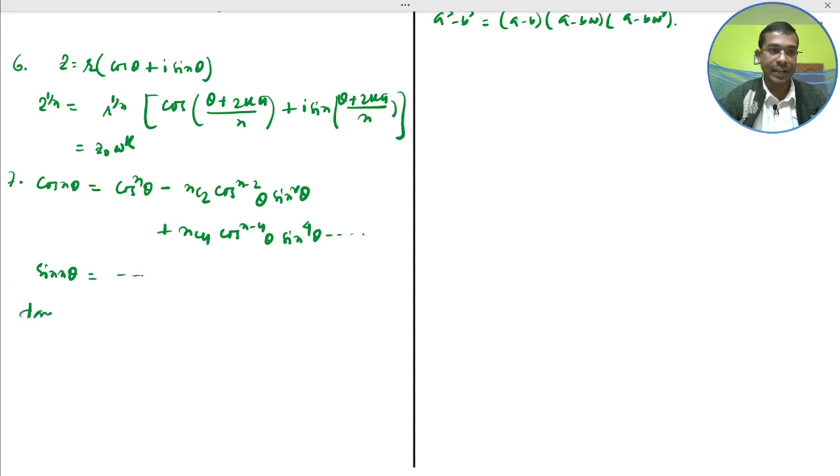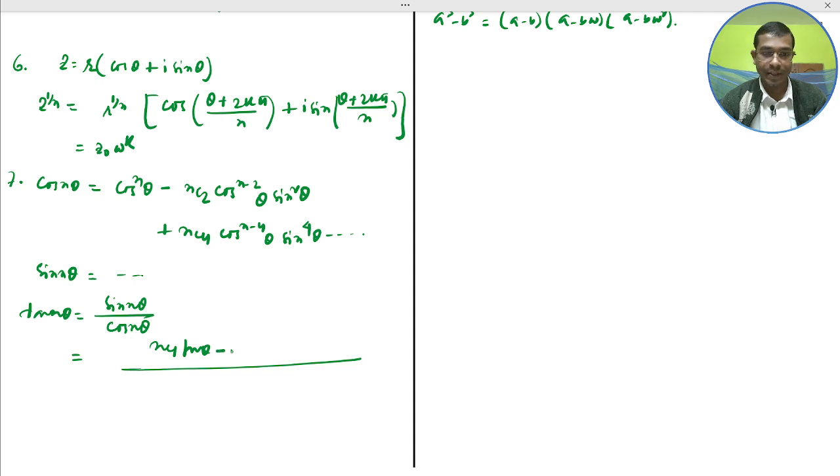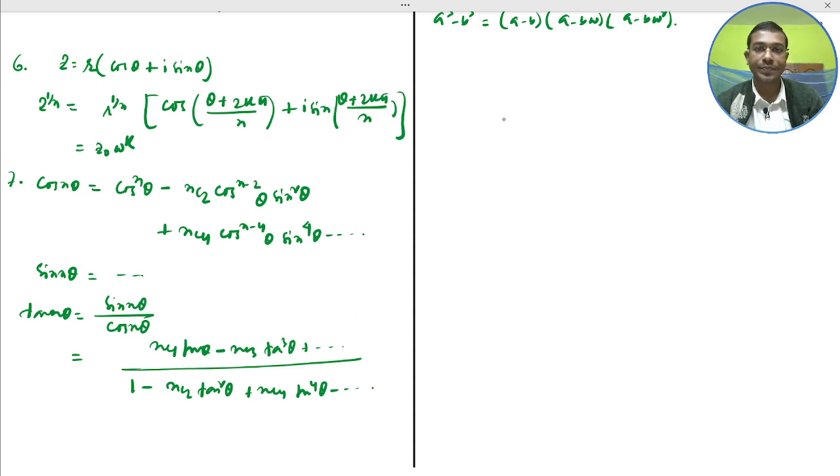Next, for tan n theta, you just divide sin n theta by cos n theta and you get the value here: nC1 tan theta minus nC3 tan cube theta plus and so on, over 1 minus nC2 tan square theta plus nC4 tan to the power 4 theta minus and so on. And now I do this for the series.